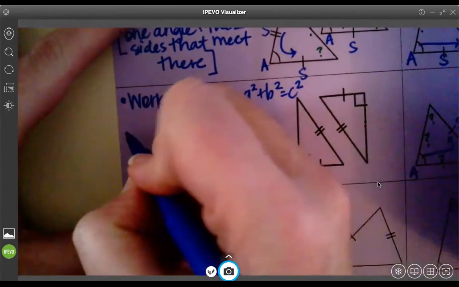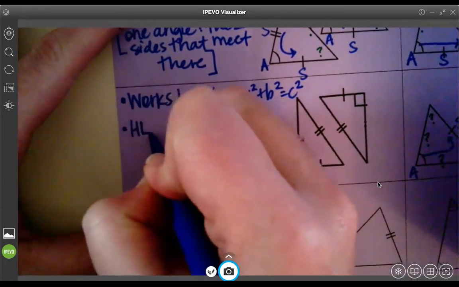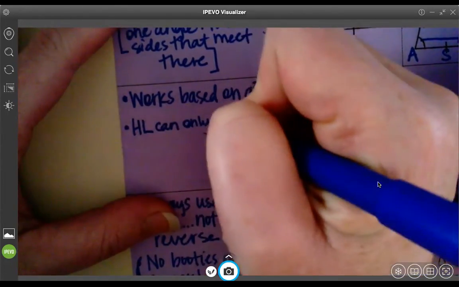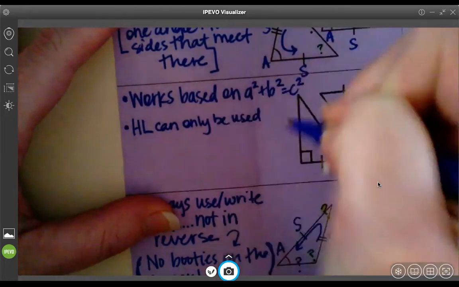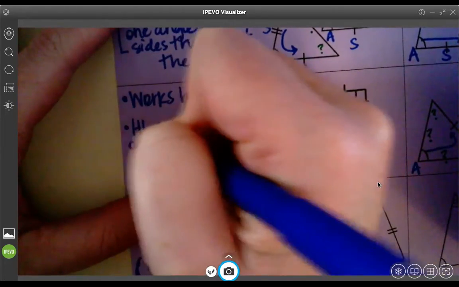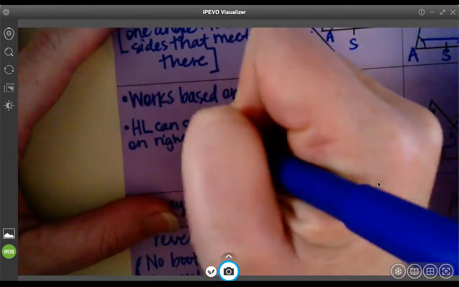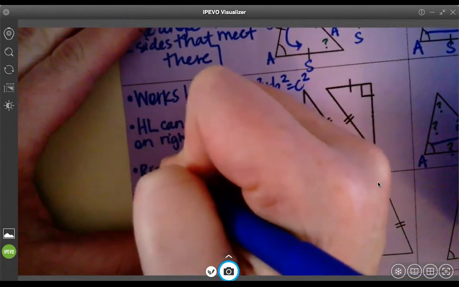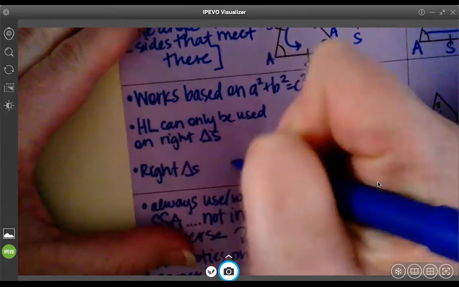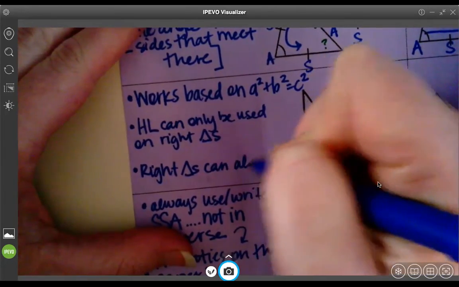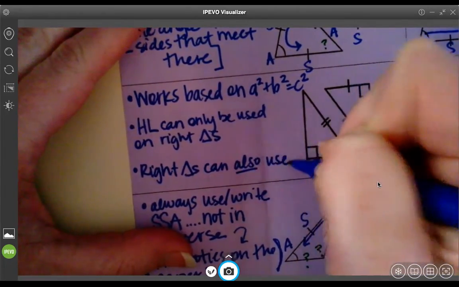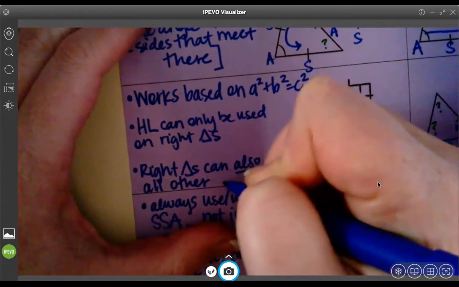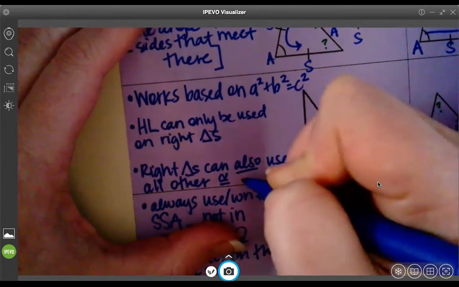Okay? So we're going to put HL can only be used on right triangles. And then we're going to put right triangles can also use all other congruence theorems.